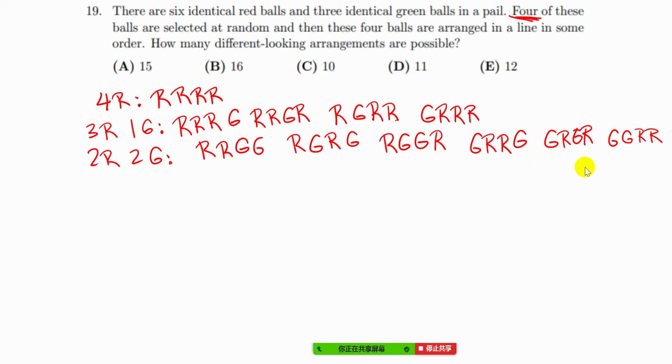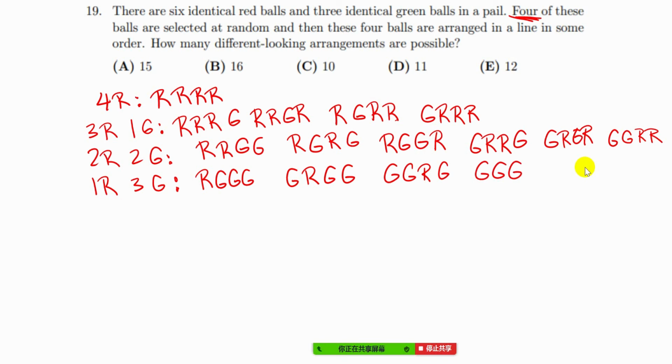And then after that, we could have 1 red and 3 greens. Then it could be red, green, green, green; green, red, green, green; green, green, red, green; or green, green, green, red. And then after that, we can't have 4 green balls because there are only 3 green balls in total. So these are the only possible different arrangements, and then we see how many there are.